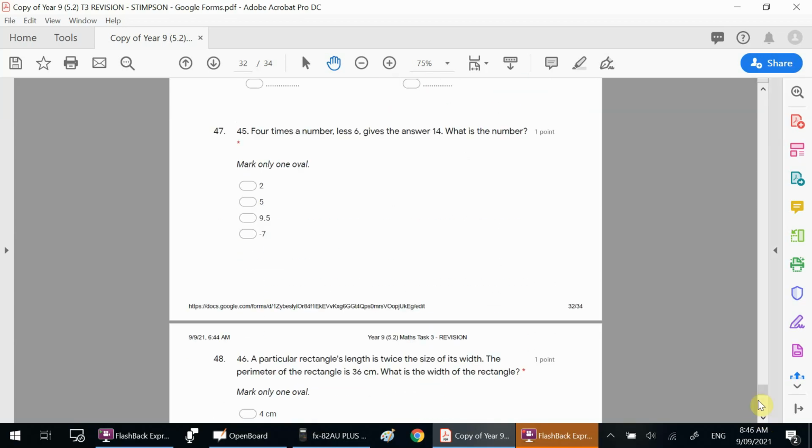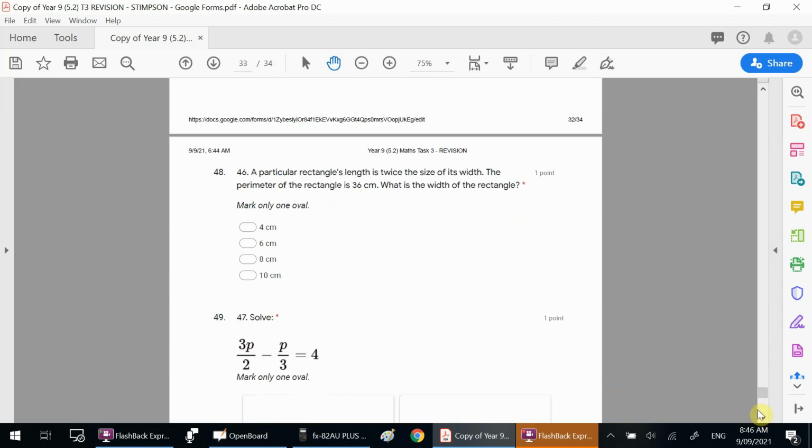4 times a number less 6 gives 14. What's the number? 4 times a number minus 6. So I'm going to add 6. Add 6 both sides. That's 4n divided by 4. There it is. I remember doing this question a couple of times too.